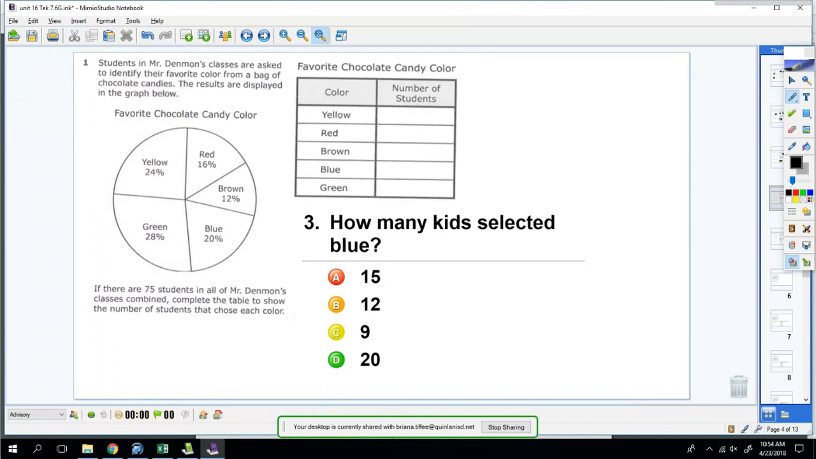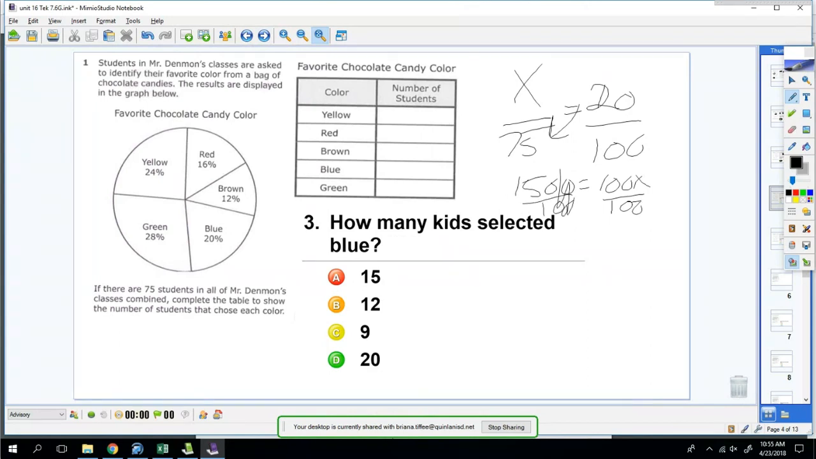Okay, now let's do blue. Blue is the same idea. x over 75 is equal to 20 over 100. So you're going to do 20 times 75, which is 1,500, equal to 100x. Divide by 100, and you get 15.